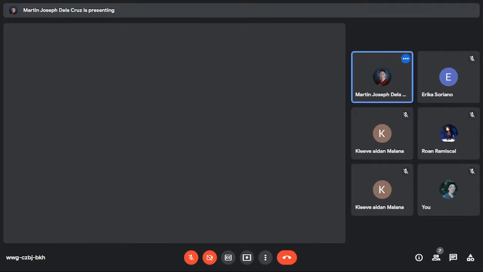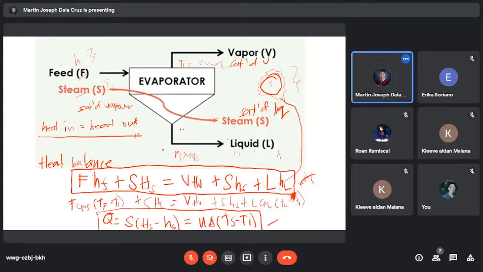Okay. So last time, if you have an evaporator, you have your feed here, and then your steam na papasok at saka lalabas lang din, and it's located outside of your evaporator, and then your vapor na lalabas, and then your liquid. So, pag nag-heat balance ako, it's always the heat in is equal to your heat out. So, heat balance ng feed plus your heat balance of your steam is equal to your heat balance of your vapor plus heat balance of your steam and then heat balance of your liquid.